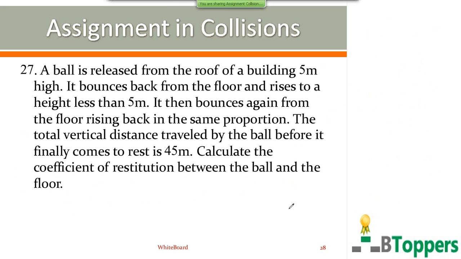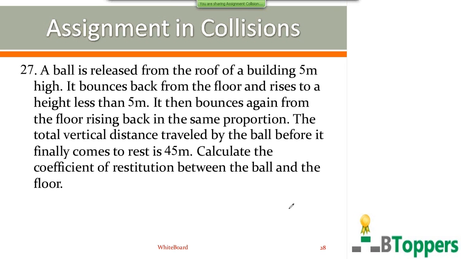A ball is released from the roof of a building 5 meters high. It bounces back from the floor and rises to a height less than 5 meters. It then bounces again from the floor, rising back in the same proportion. The total vertical distance traveled by the ball before it finally comes to rest is 45 meters. Calculate the coefficient of restitution between the ball and the floor.